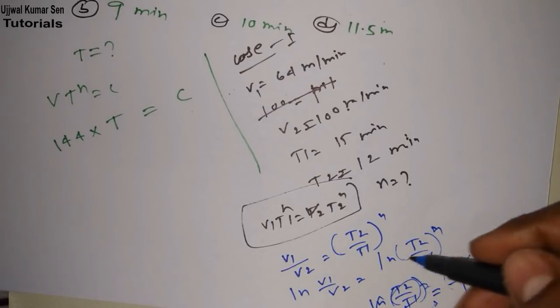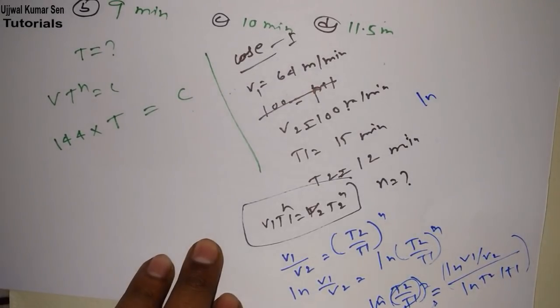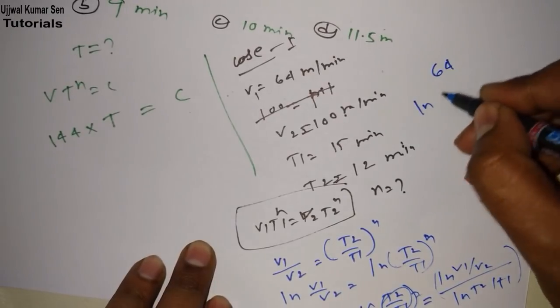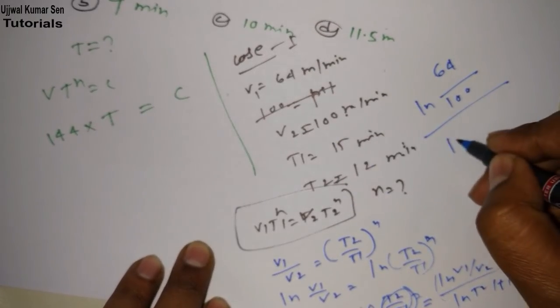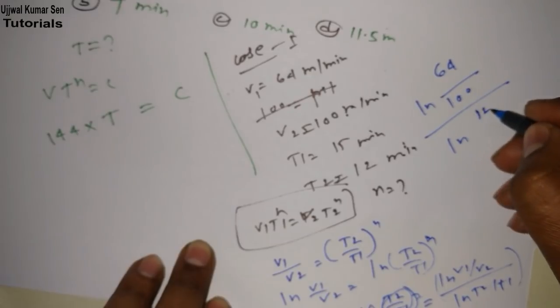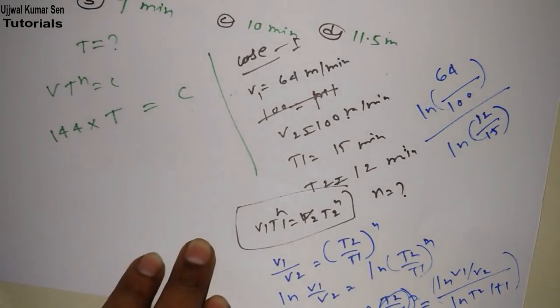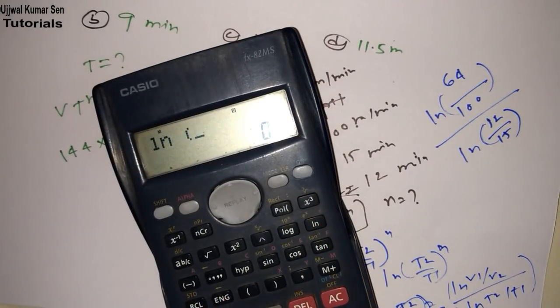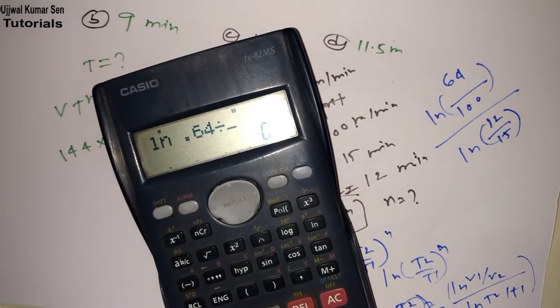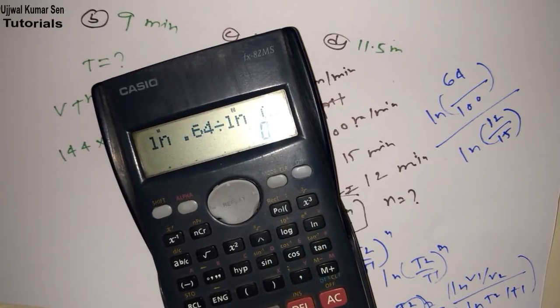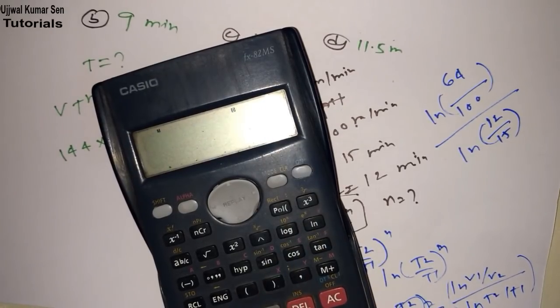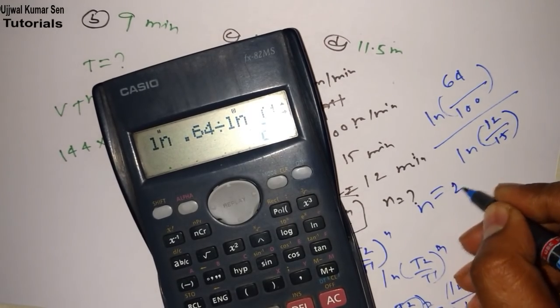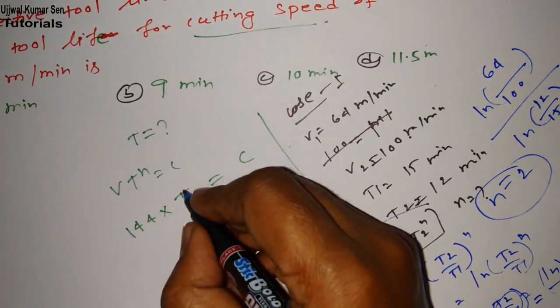So we got the natural log, V1 is 64, V2 is 100, and T2 is 12 and T1 is 15. We just have to use a calculator. Natural log of 0.64, divided by natural log of 12 divided by 15, so n is equal to 2. Here we got n is equal to 2.